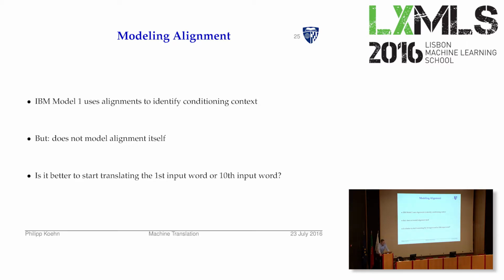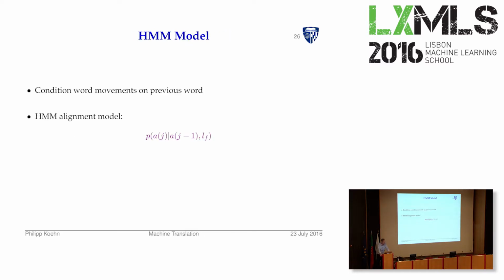So the IBM Model 1 that I just introduced actually used alignments to identify which word is mapped to which, but it didn't actually explicitly model alignment. So there's no way to say, for instance, in this model, that knowing nothing else, it's better to first translate the first word of the foreign sentence instead of the 10th word. So there's no model that also guides the alignments, just basically by kind of obvious word order. So we want to introduce that.